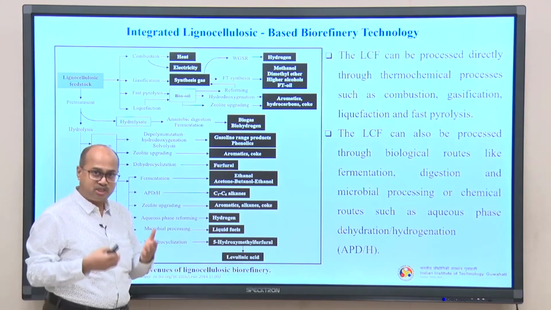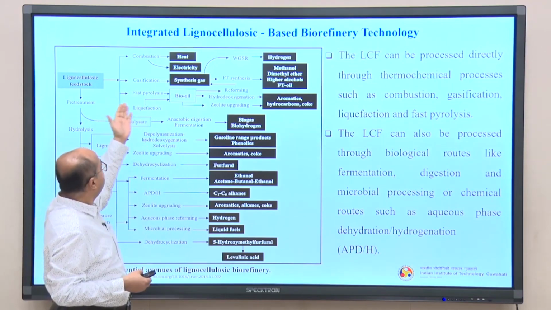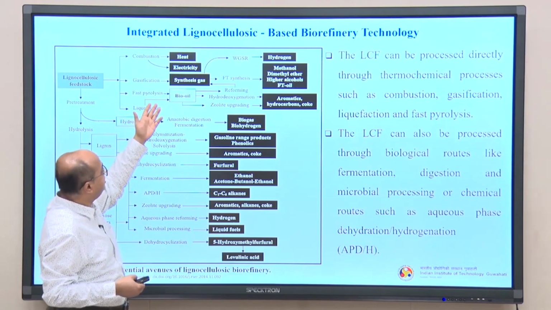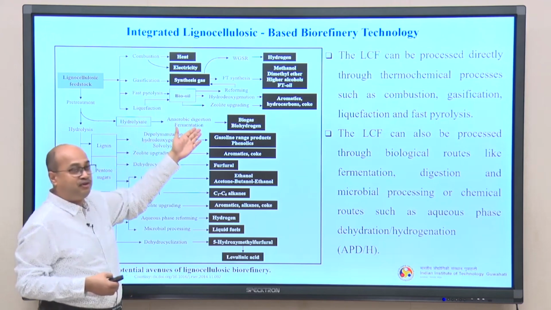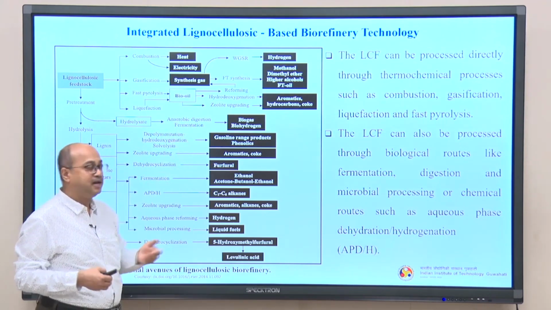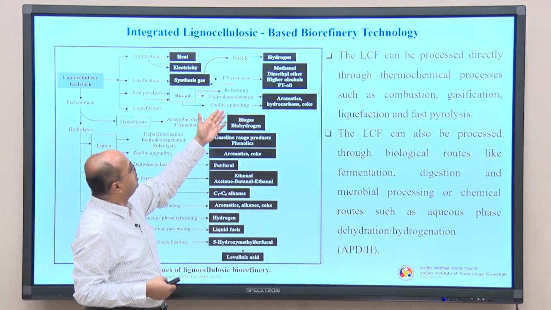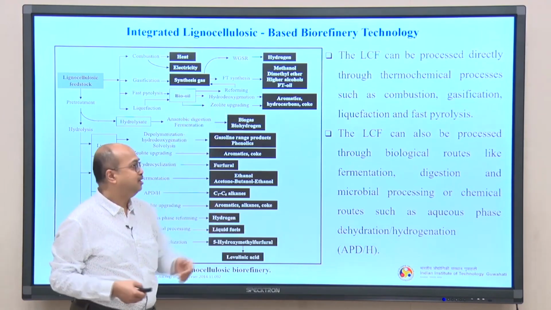Then the waste part, okay, it can go to combustion, gasification, fast pyrolysis, liquefaction, we get bio-oil, synthesis gas, electricity, heat. Bio-oil can be further refined because it is not suitable for direct use, it can be upgraded, okay, to aromatics, hydrocarbons, coke and different types of fuels apart from hydrogen.